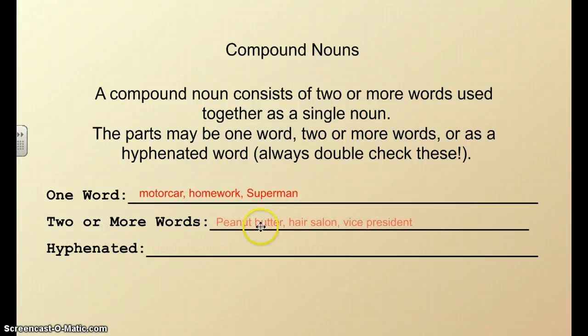Sometimes they have 2 words or more, like peanut butter, hair salon, or vice president. And sometimes they're hyphenated. Hyphenated words are kind of tricky. If you're using one, just make sure that you're not over-hyphenating. A lot of these are falling by the wayside. For example, electric mail, also known as email, is no longer necessarily hyphenated, so instead of e-mail, most people just write email as a singular word. It is, however, still a compound noun.